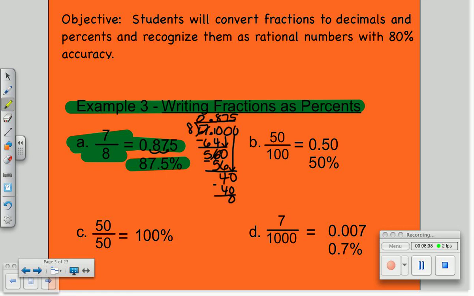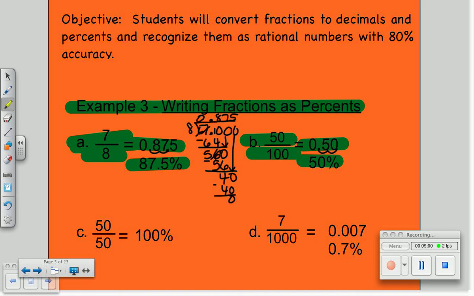Next one, letter B, 50 over 100. Okay. Write 50 over 100 as a decimal. That one we don't need to divide. 50 hundredths, written as a decimal, is 0.50. And that is 50%. Move the decimal 2 place values to the right. 1, 2, 50.